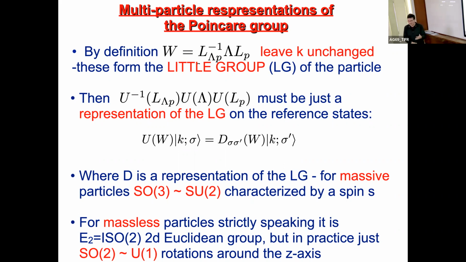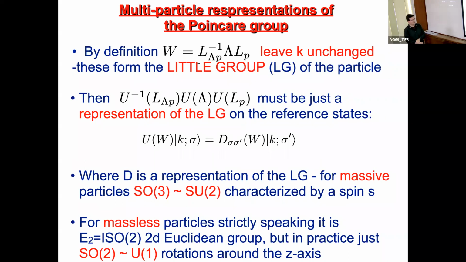So this D is going to be a representation of the little group. And this is how SO3 is showing up. This is how spin is actually coming out of group theory. This is why, when you're looking for the particle-like representations of the Poincare group, you're going to get an SU2, which is the cover of the SO3. So this is how spin is showing up, this is how spin is introduced in particle physics.